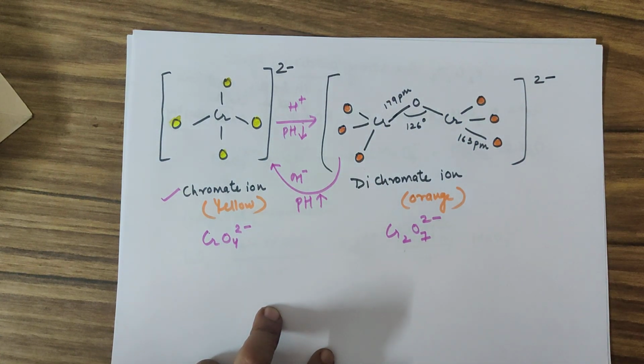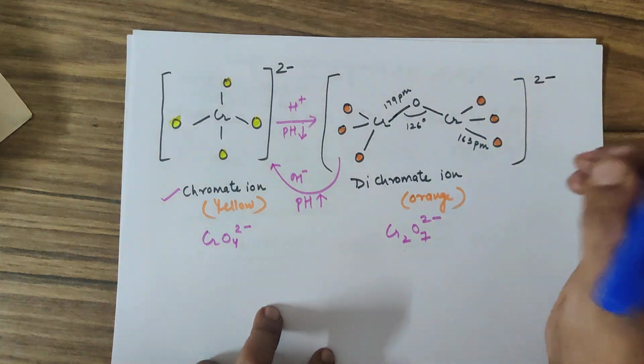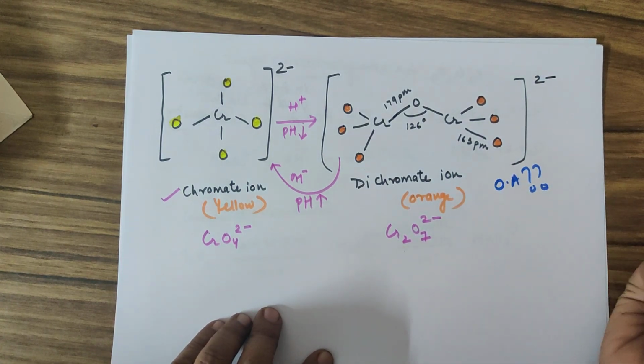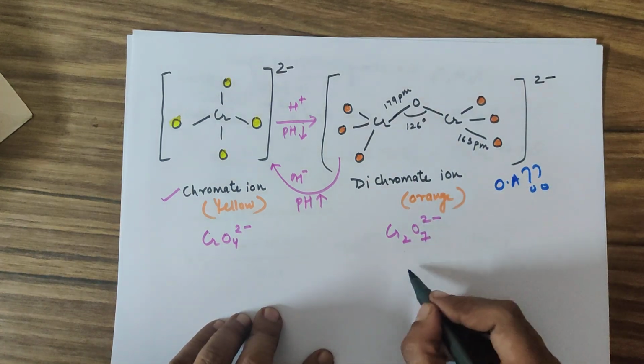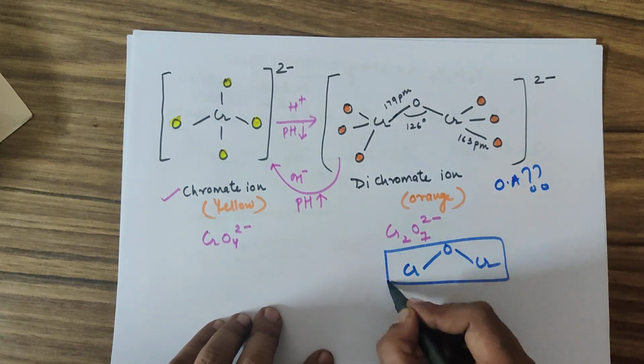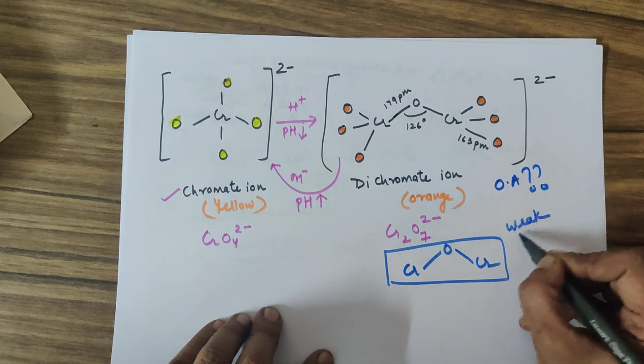Fine. Now there's an important fact about dichromate. Why is this an oxidizing agent? The reason lies in this: the Cr-O-Cr bond is weak. Can you see this?